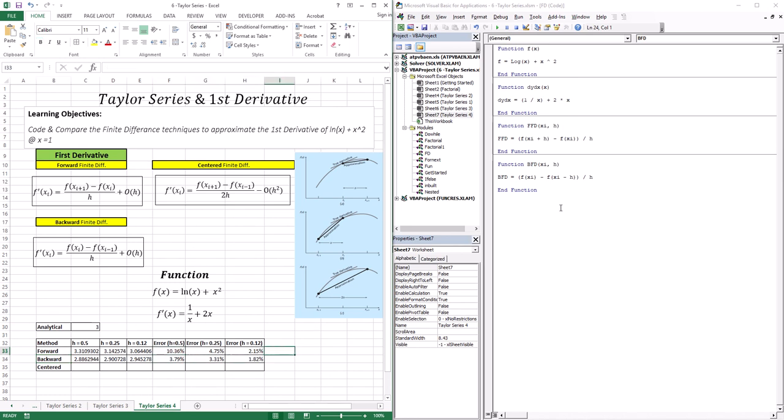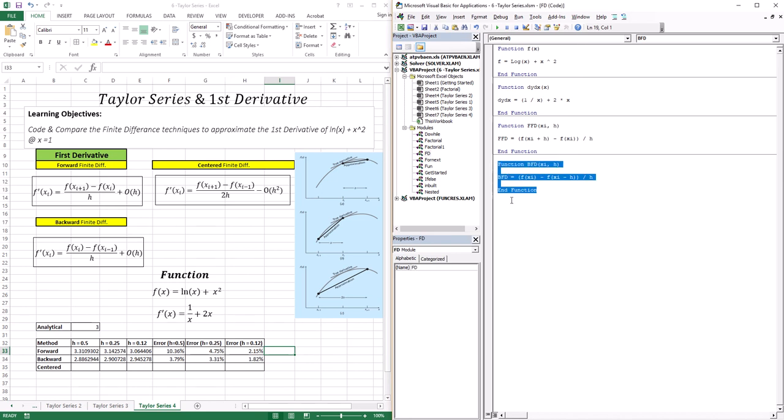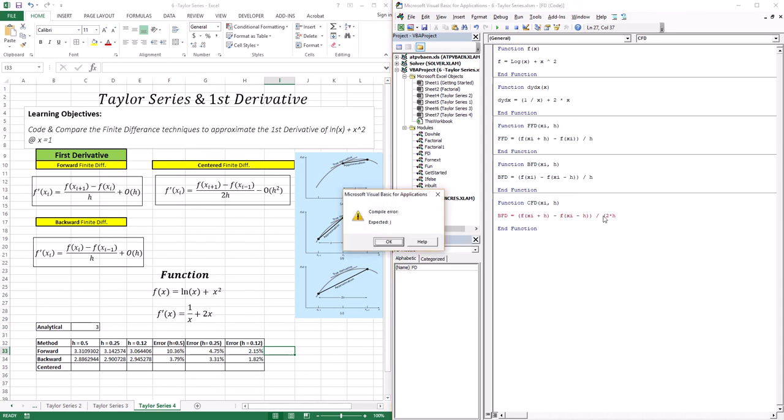So let's actually copy this and create the last one, which is the centered finite difference. And the centered finite difference, as you can see here, is f of xi plus 1, so it's xi plus h, and minus f of xi minus h, or here is minus 1, and it's divided by 2 times h. 2 multiplied by h, and I forgot here a parenthesis, and those two have to match. So center finite difference here, and the function is center finite difference equal to that.